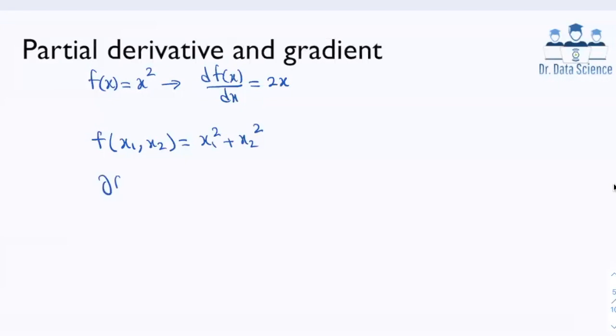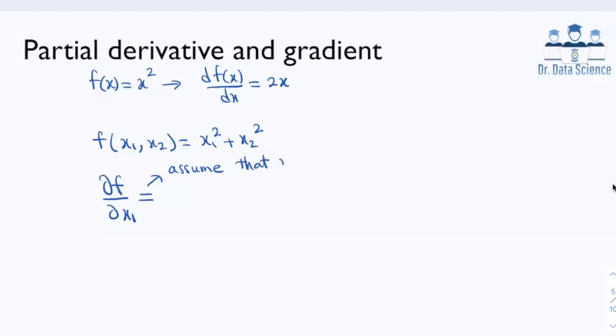Let's say I want to find the partial derivative with respect to x1. By the way, this is the notation we use for partial derivatives. We are not going to use d as we did before; we use this partial notation. What this means is that when we want to find the partial derivative with respect to x1, we assume, and that's the key word here, that x2 is constant.